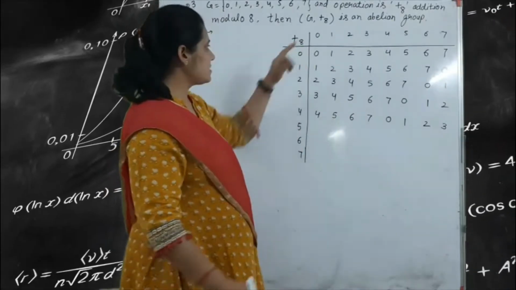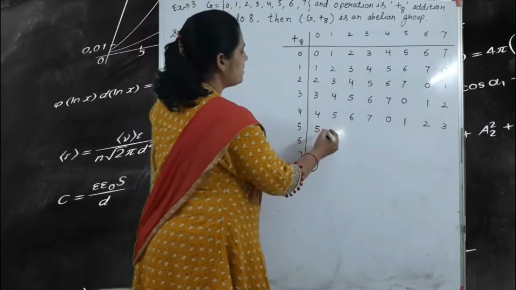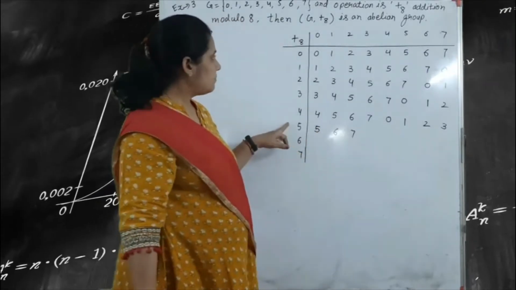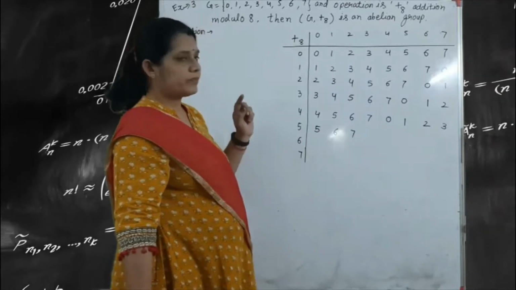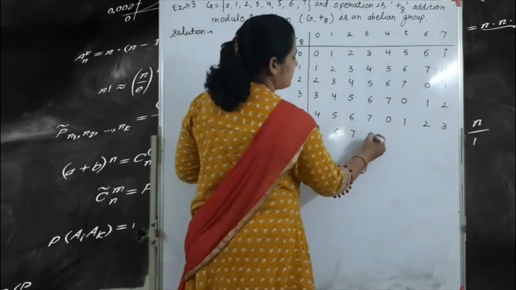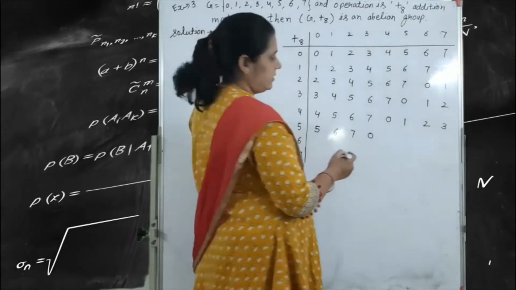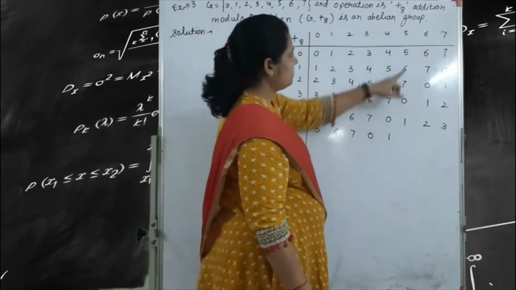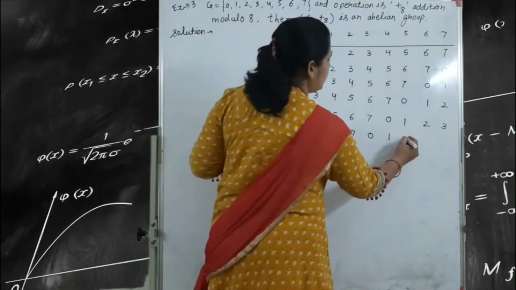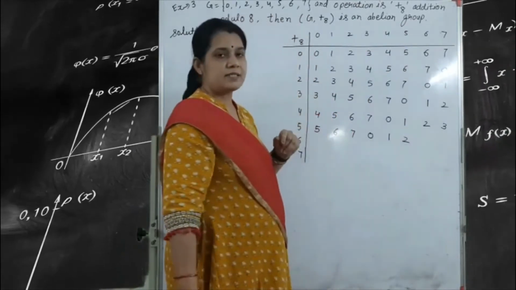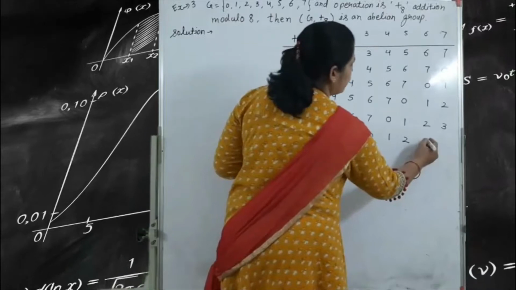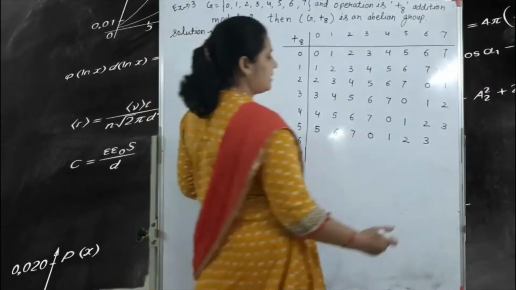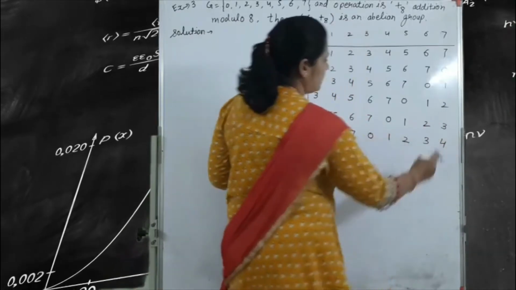Next is 5. 5 plus 0 is 5, 5 plus 1 is 6, 5 plus 2 is 7. But 5 plus 3 is 8, divided by 8, 0. 5 plus 4 is 9, divided by 8, 1. 5 plus 5 is 10, divided by 8, remainder is 2. 5 plus 6 is 11, divided by 8, remainder is 3. And 5 plus 7 is 12, divided by 8, remainder is 4.